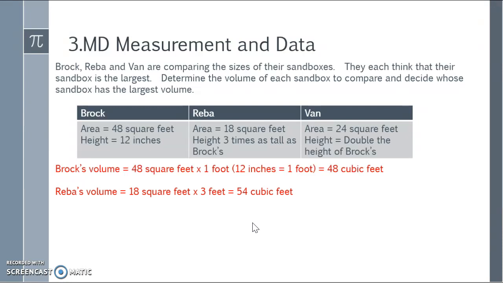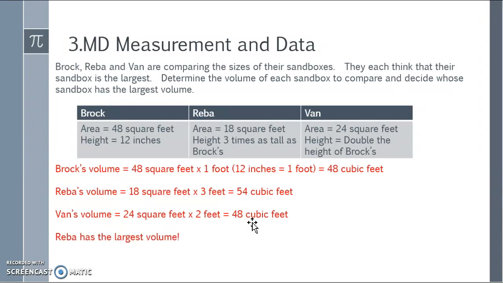Reba's is 3 times as tall as Brock. So whatever height Brock had, which is 1 foot, Reba is 3 times as many. So her area is 18 square feet times her height of 3 feet, which is 54 cubic feet. And finally, Van is 24 square feet, and his height is double Brock's height. So double 1 foot is 2 feet. So 24 square feet times 2 feet is 48 cubic feet. When I compare their totals together, I see that Reba has the largest volume and Brock and Van are equivalent. So Reba has the largest volume.